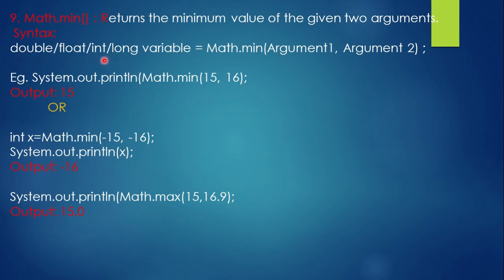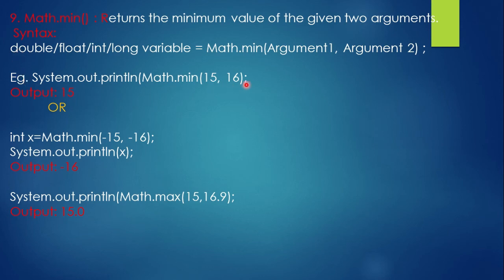Whether you get double, float, int, or long depends upon the values you are supplying here. Suppose you supply two int values, then you will get int only. If you supply two double values, you will get double only. Otherwise, if you give one int and one double, then you will get double only. So let us see the example.